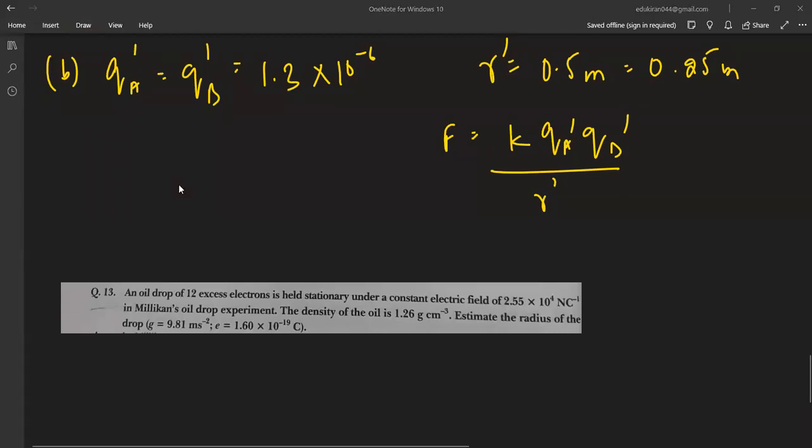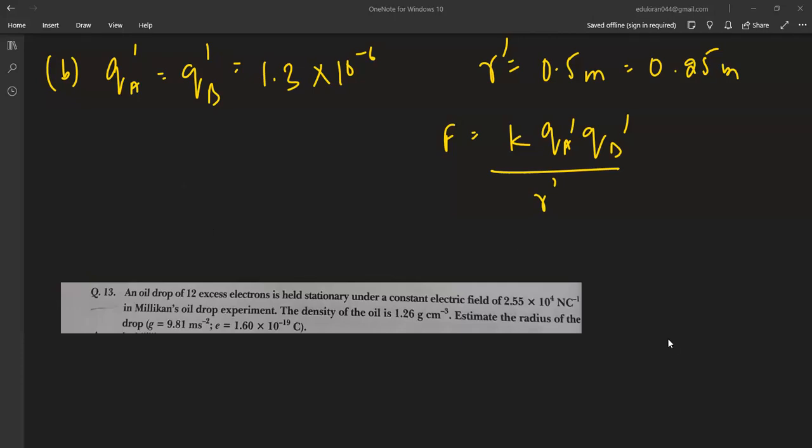See, now the next question. This says an oil drop of 12 excess electrons is held stationary under a constant electric field, 2.55 into 10 to the power 4 Newton per Coulomb, in Millikan's oil drop experiment. Okay. So density is given as 1.26 gram per centimeter cube. We have to find out the radius of the drop. g and E are already mentioned.